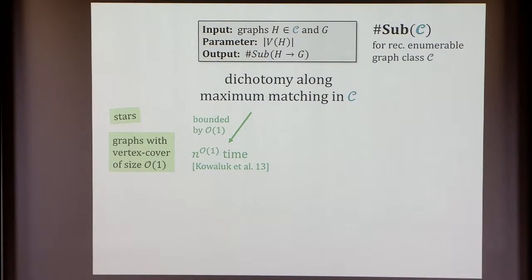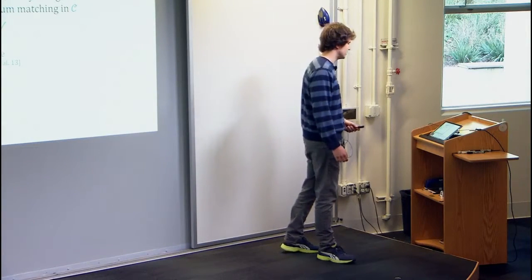And essentially, this algorithm just works by generalizing the idea that gave the algorithm for stars. But rather than just mapping this one center vertex into your graph, you now have to map the entire vertex cover into your graph and do some dynamic programming once this mapping is fixed. But since the vertex covers have just constant size, you can just brute force all the mappings for the vertex cover. And then you end up with a polynomial time algorithm.